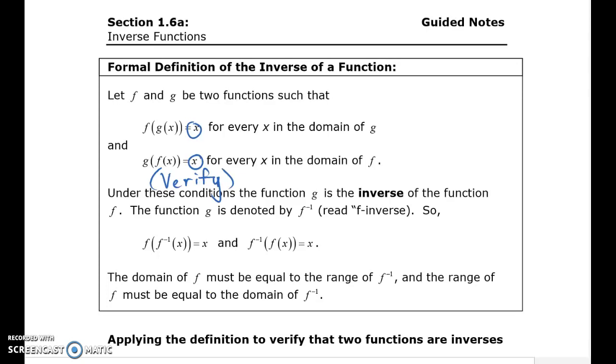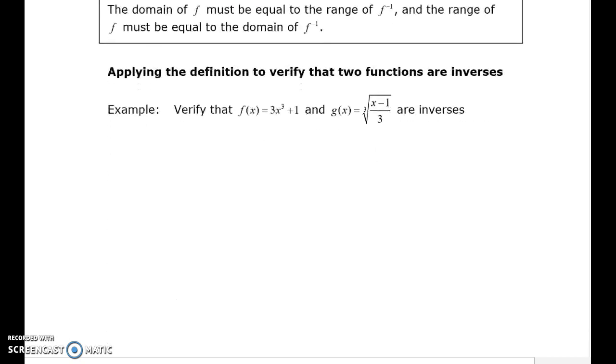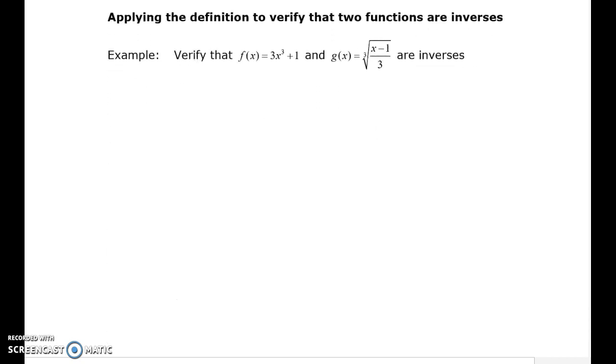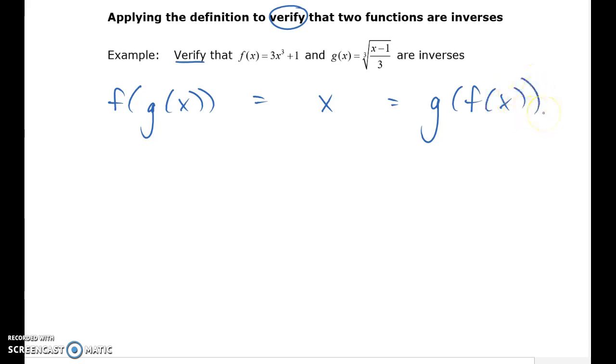So let's apply the definition. And be very, very careful, as it says, applying the definition to verify that two functions are inverses. So verify. We have f of x equals 3x cubed plus 1, and g of x equals the cube root of x minus 1 all over 3. So in verifying, we must do f of g of x, which hopefully is equal to x. If they're inverses, they will. And of course, g of f of x also must be equal to x.